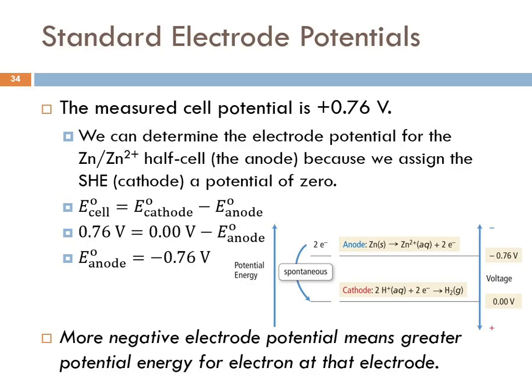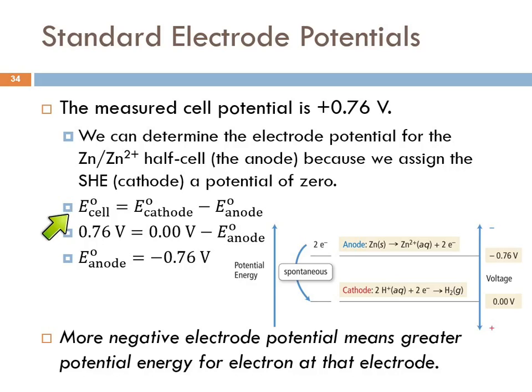So the voltmeter is showing us that the measured cell potential for that electrochemical cell is positive 0.76 volts. We are trying to figure out what the electrode potential for that zinc half cell is for the anode. We can figure it out because we say that the standard hydrogen electrode is 0. And so 0.76 has something to do with the potential of that zinc electrode.